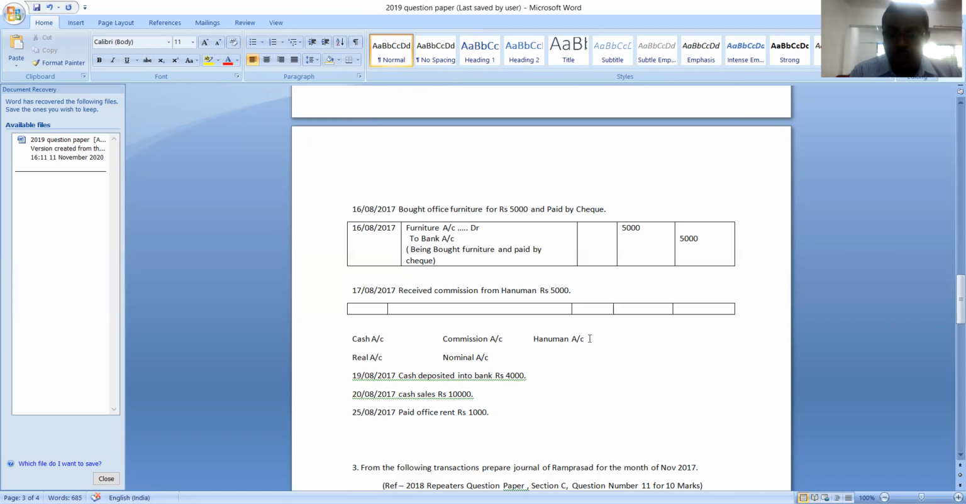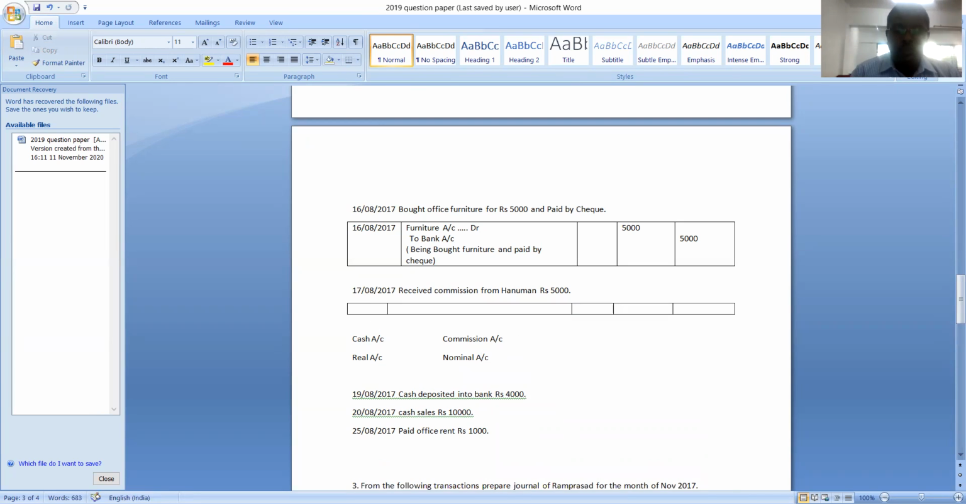Understood. Here, Hanuman is not a matter when you received it. Are you getting my point? Suppose if it is just received cash from Hanuman, at that time commission will not come, just cash account and Hanuman's account will come. So, if you received commission, interest, rent, something from anybody, at that time person is not important. The reason that you received, like commission, rent, interest, these are important.